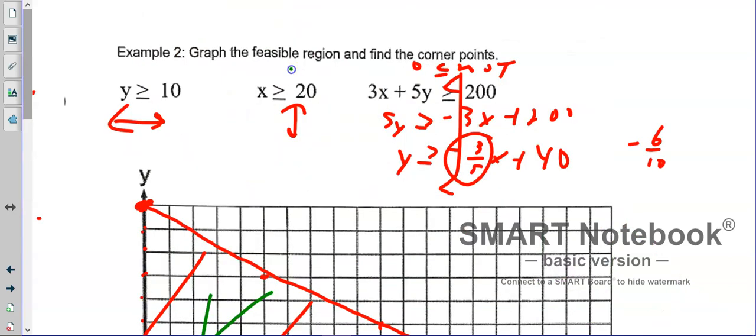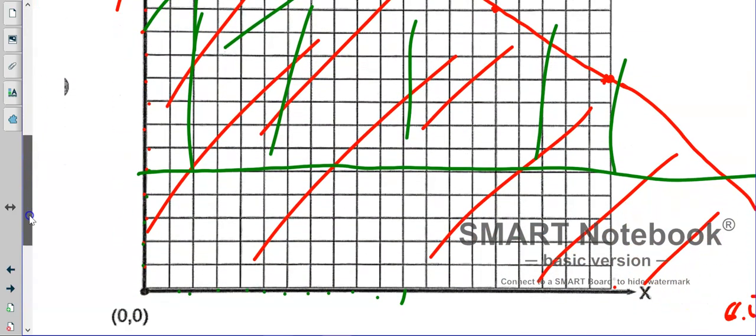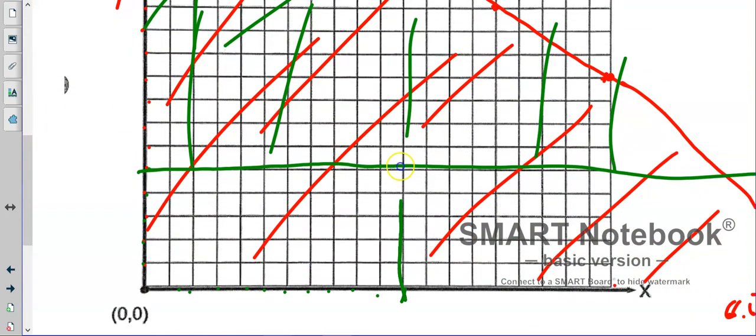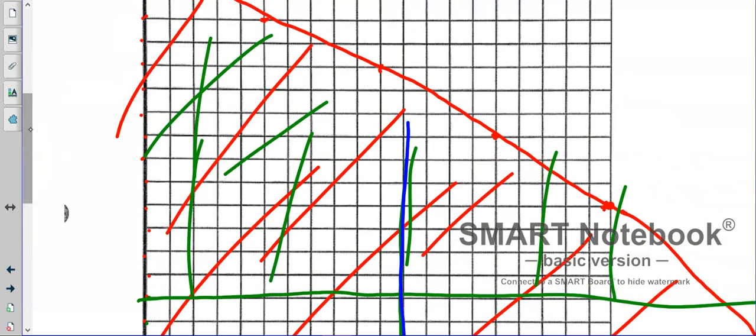And for a better graph here, I'm going to actually do less than or equal. So I'm shading left of 20. So 20 is right here. I wanted to change colors. 20 is right here. And if I go left, it's going to look like this.